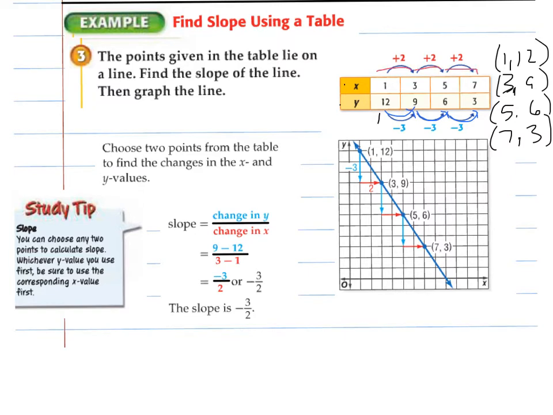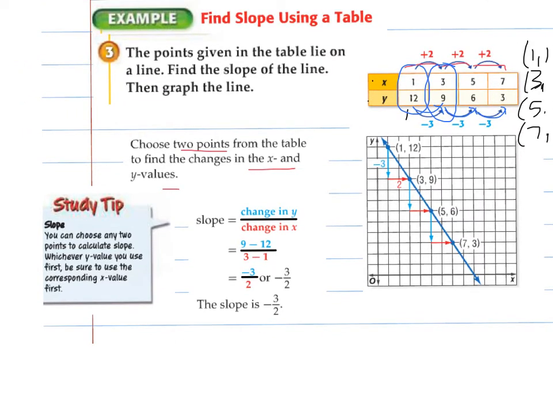So what you can do is choose 2 points from the table and find the changes in x and the changes in y. Notice this example chose (3, 9) and (1, 12) as the points. Notice we put our second y and our first y in that order, and then the ordered pair that matches on the bottom. Little study tip on the side, you can choose any 2 points to calculate the slope. Whichever value of y you use, be sure you use the corresponding x.